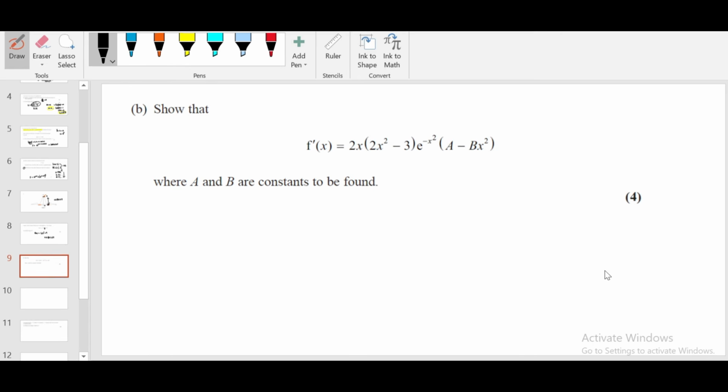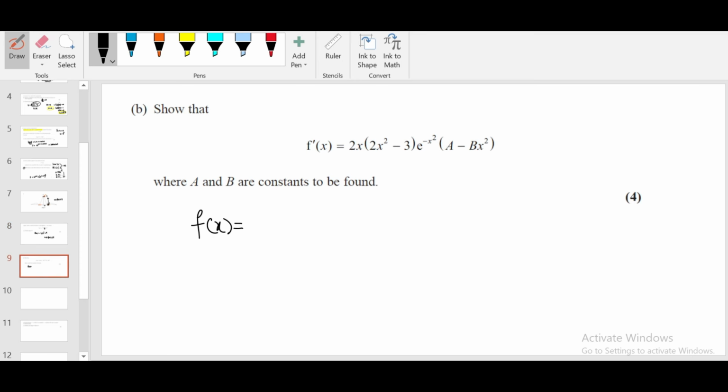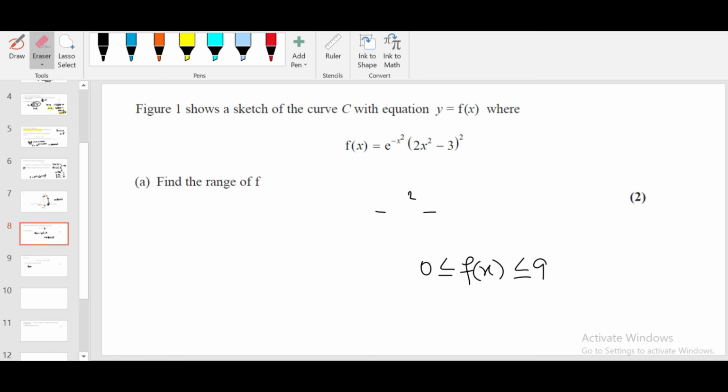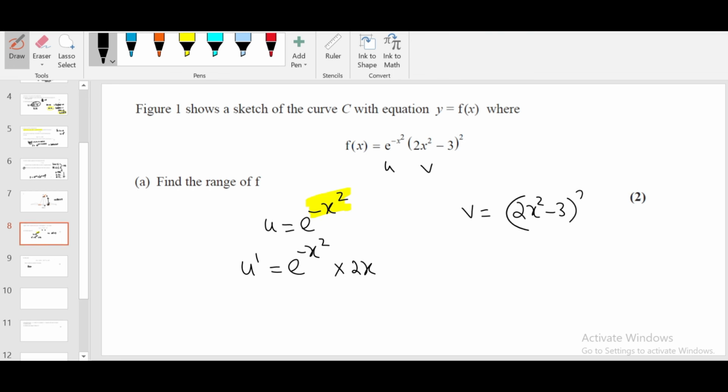Part B, show that f dash of x is this. Okay, let's write f of x first. It's e to the power minus x squared times 2x squared minus 3 whole squared. We have the function. We need to apply the product rule by taking this u and v. u is equal to e to the power minus x squared. We apply the chain rule by taking this as x. Derivative of e to the power x is the same. Differentiate the highlighted one. v is 2x squared minus 3 whole squared.